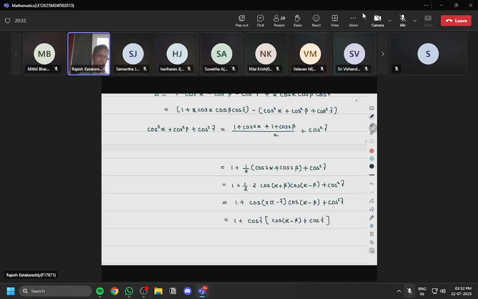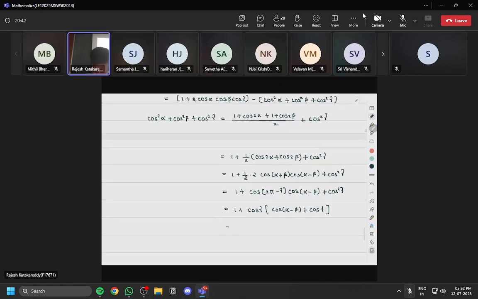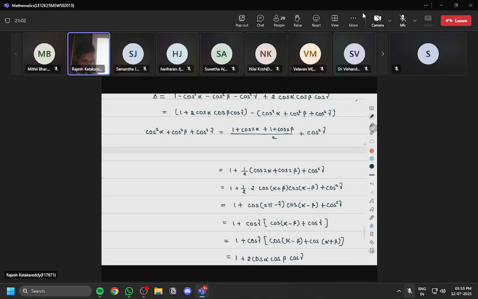So again same thing. As we showed earlier, cos (alpha plus beta) is same as cos gamma. So in this cos gamma, I'll write cos (alpha plus beta). So this is 1 plus cos gamma into cos (alpha minus beta) plus cos (alpha plus beta). Now expanding this, we'll get 1 plus 2 times cos alpha, cos beta, and cos gamma. So that's what I said.